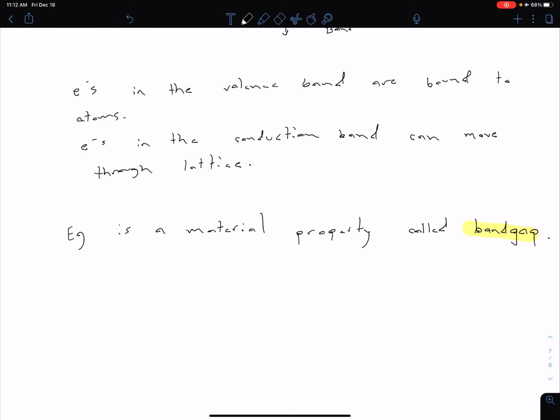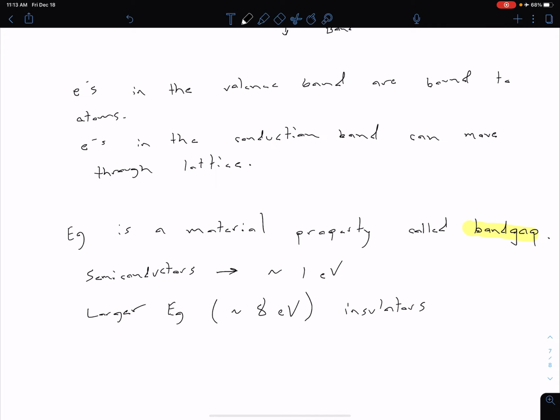So typical values for semiconductors, see if I can spell that right, you'd hope so. For semiconductors, typical values are going to be about 1 electron volt. Larger band gaps are going to correspond to insulators. By larger I mean maybe about 8 eV, which would correspond to insulators, such as oxides. A common one in electronics would be silicon dioxide, for example.